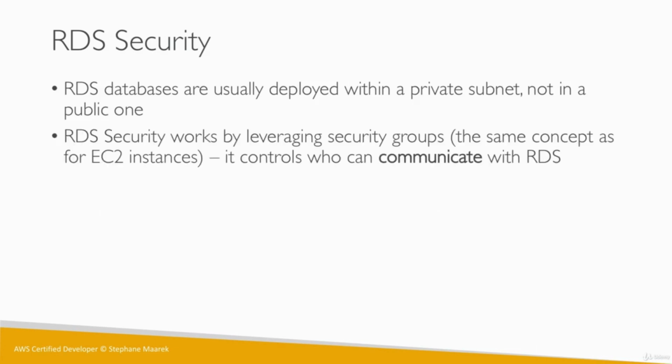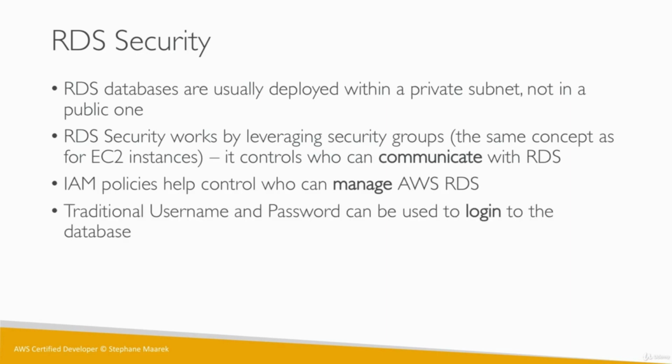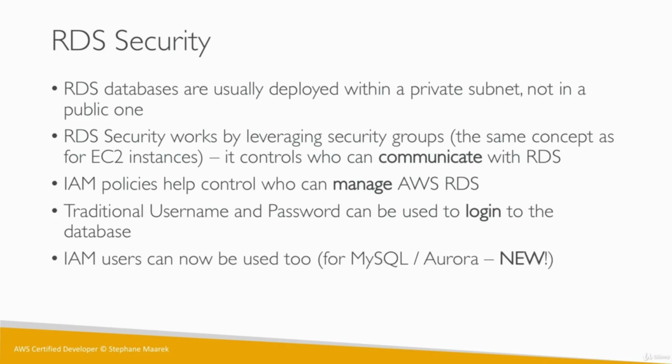And RDS security works by leveraging security groups, as we'll see. Basically, security groups allow us to understand who, like which IP or which other security group, can communicate with RDS. In terms of who can manage RDS, for this we'll use IAM policy. And for connecting and logging into the RDS database, so actually making operations within the RDS database, we'll use traditional username and password, or you can also integrate it with IAM users. This is new for MySQL or Aurora, okay? Something you should know about.